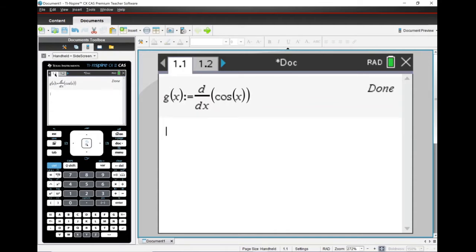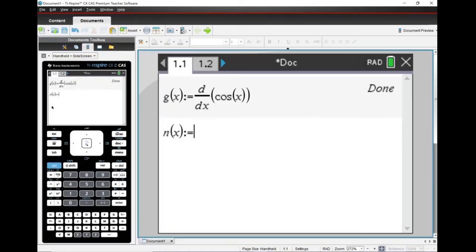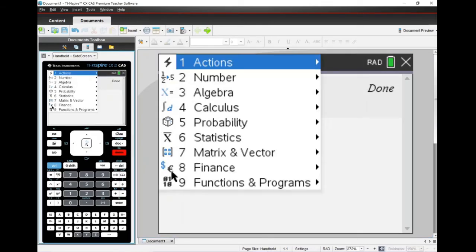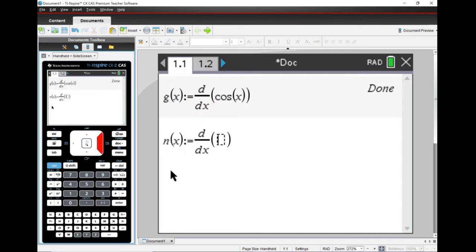I think it would be funny to use e, but I'm not going to. Let's say I'm going to use m, and m, oh, actually we've been using that for slope. How about I use n? N of x, I would like to now define that to be my derivative, and I'm going again to the menu button, calculus, and derivative, and I want to say d dx of e to the x.